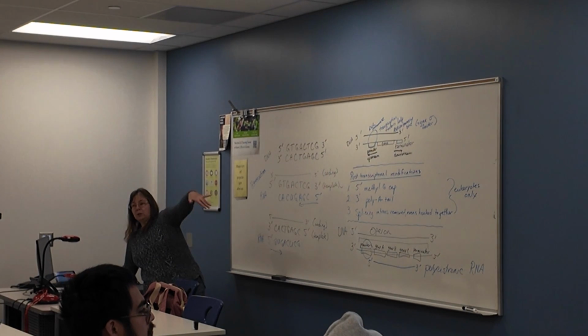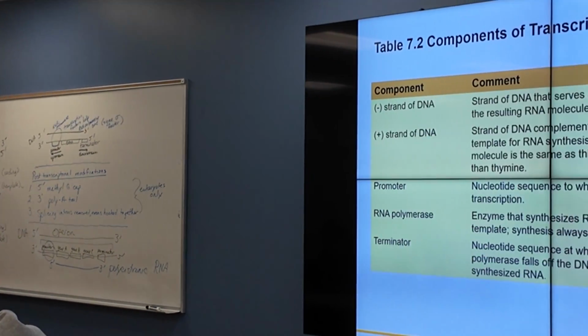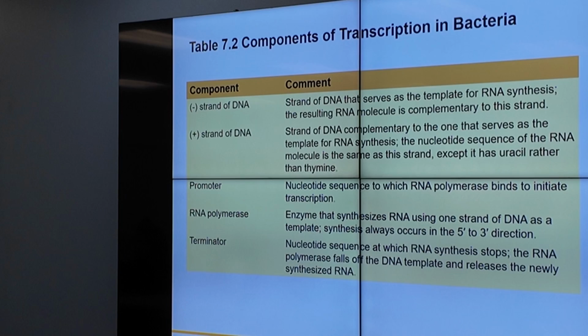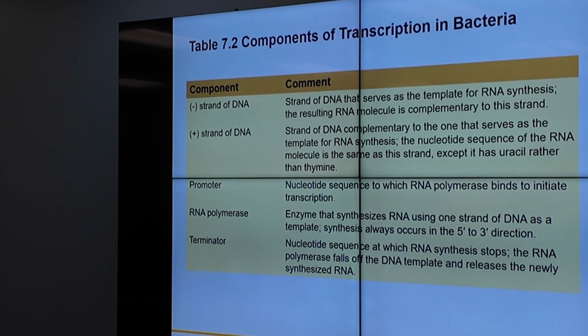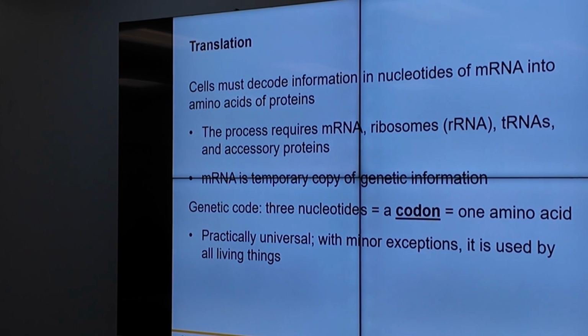Let's move on. So there's just a short list of the components. Negative strand DNA, which is the template. Positive strand DNA, here's the coding. And then our promoter, our RNA polymerase, and our terminator. Hopefully that's pretty simple. Let's get to the hard part.